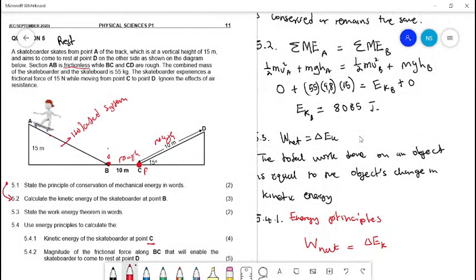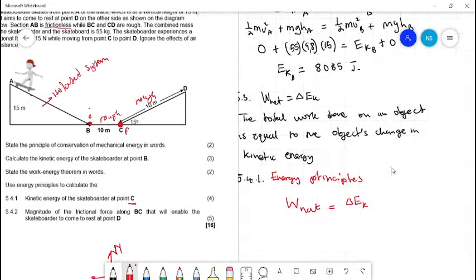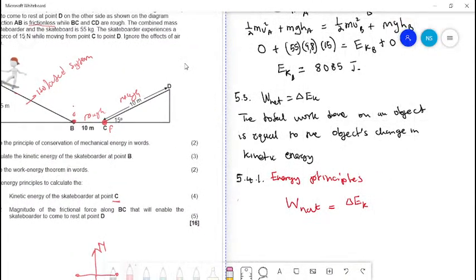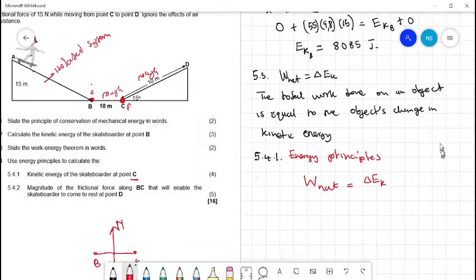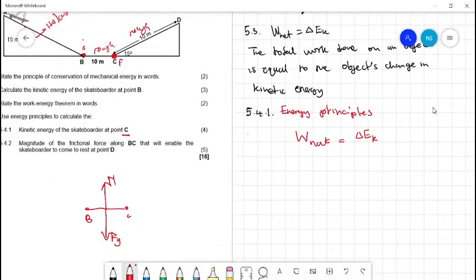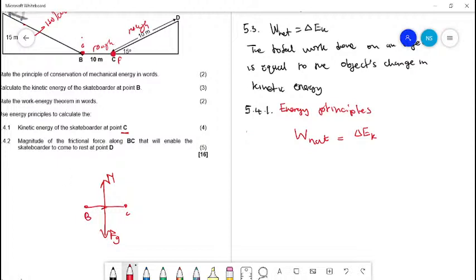From the information above, we are told that the skateboarder experiences a frictional force of, okay, now they gave us the frictional force as he moves from point C to point D, right? And then it means, okay, we proceed with that. It's fine. So we have that frictional force is acting also at point B. So it's a force that is going in this direction, F of K.